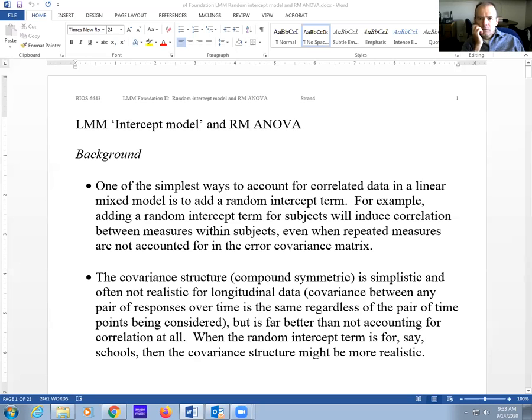All right, so the repeated measures ANOVA. You remember that term? You still see it, you still hear it a lot, like in grants and papers. Oh, we use repeated measures ANOVA.